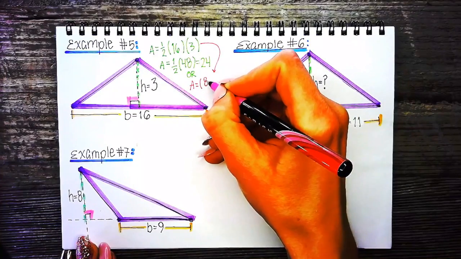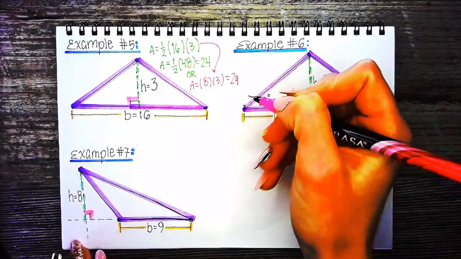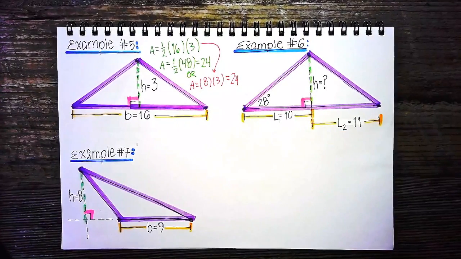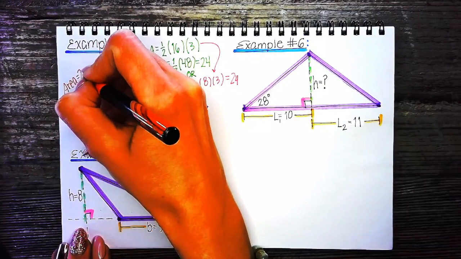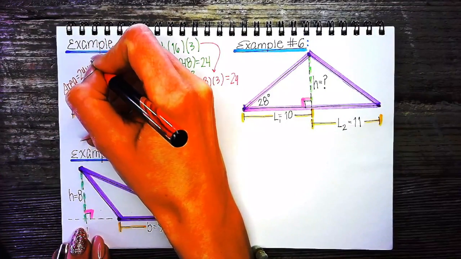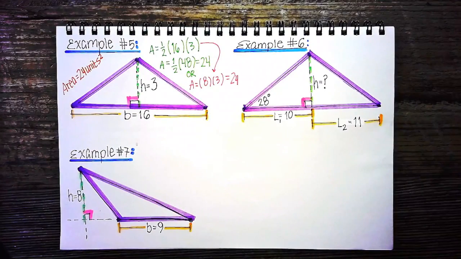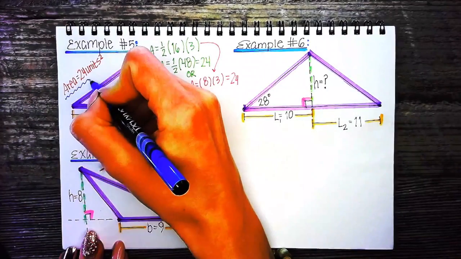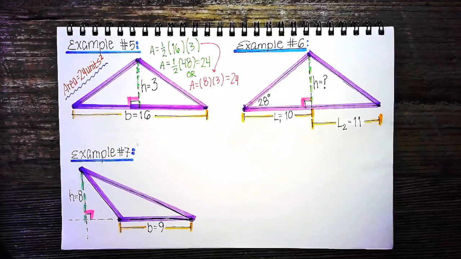Area equals 1/2, 3 times 16. 16 and 3 multiply to give us 48, and half of 48 is 24. We could have also found this area by finding half of 16 first, and then multiplying by 3. Half of 16 is 8, and 8 times 3 is also 24. It makes no difference which way you do it as long as you aren't breaking any algebra rules. The area of this triangle, for example 5, will be 24 units squared.